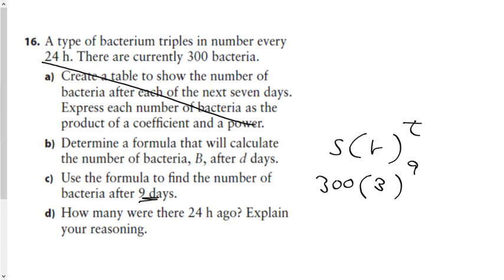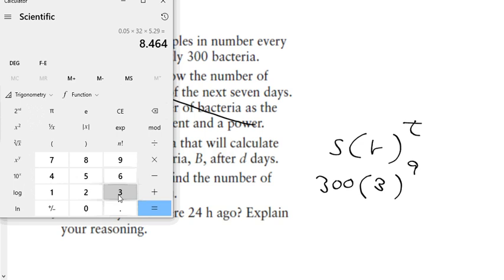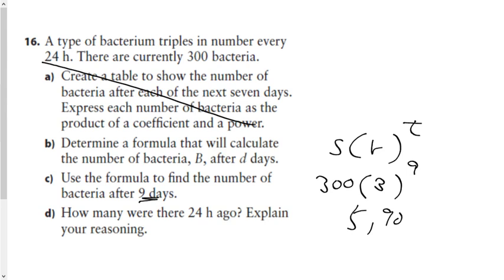When we simplify that, 300 times 3 to the 9, I'm going to do my 3 to the 9 first. 3 to the exponent of 9 is a big number. Multiplied by the original 300 bacterium, there are 5,904,900 bacterium after 9 days. How many were there 24 hours ago?